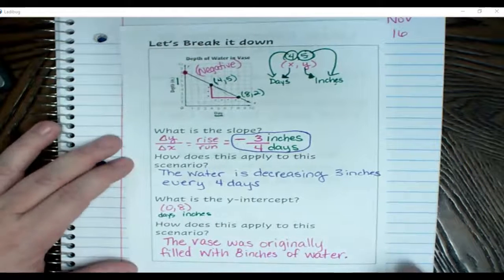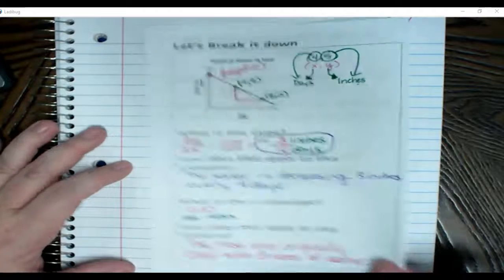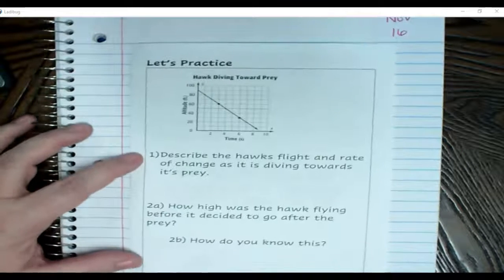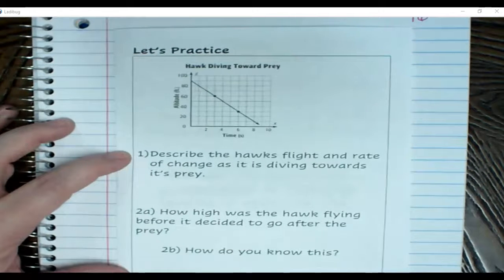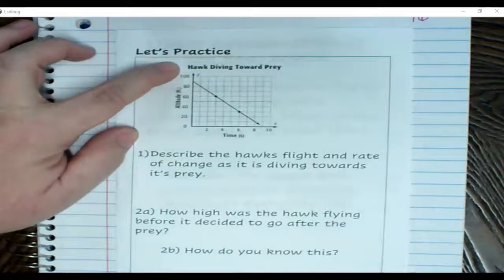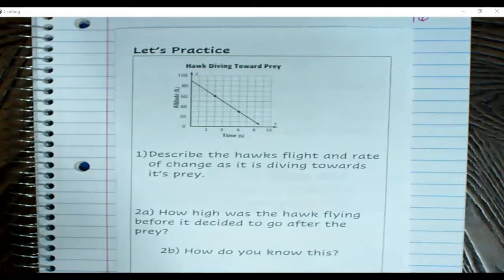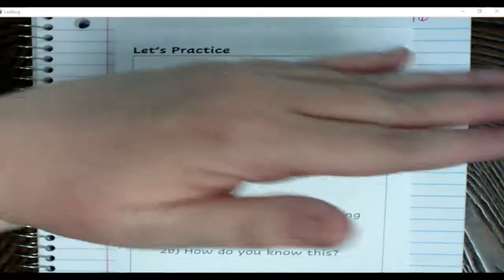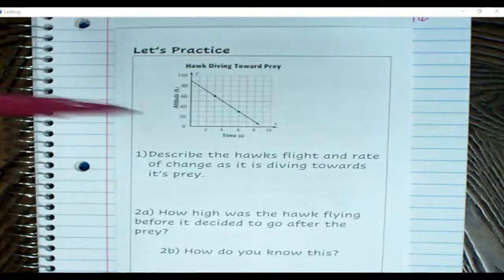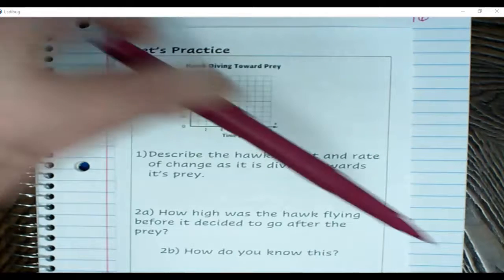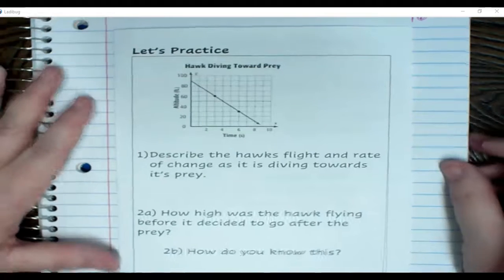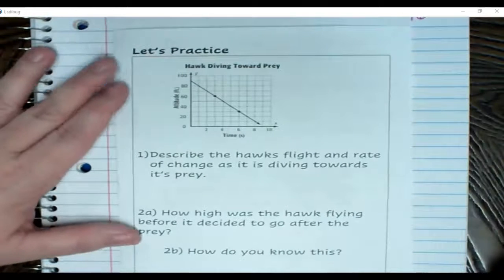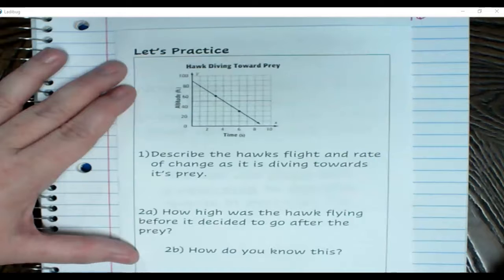All right, let's turn the page over and look at another example. Now, what's this example talking about? It's talking about a hawk diving towards prey. So we've got this hawk flying along. And then all of a sudden he swoops down, and he has to pick up his prey. Maybe he found something yummy to eat, a fish in a pond. So he's got to dive down to get that fish.